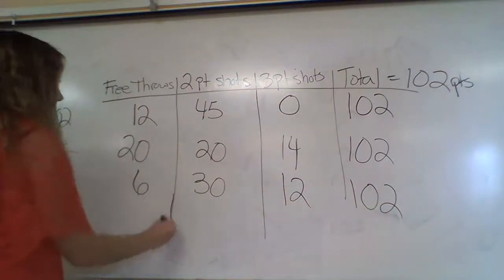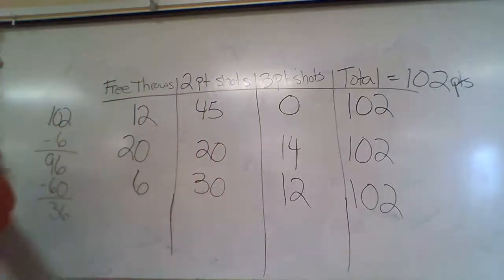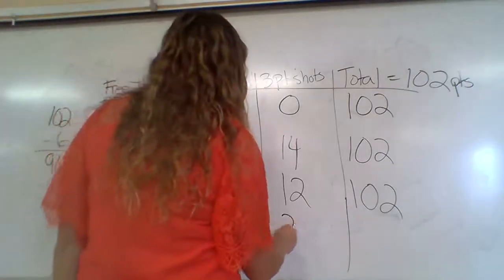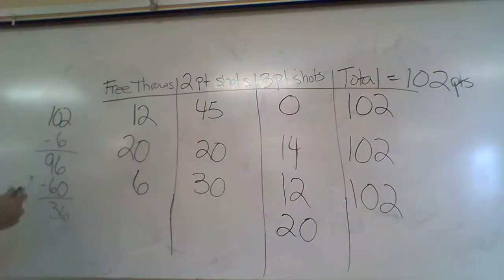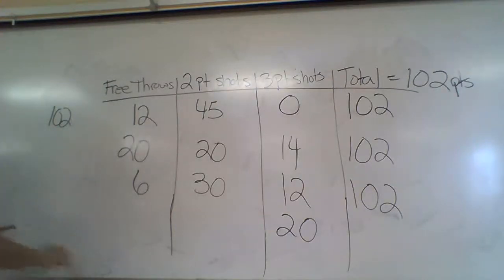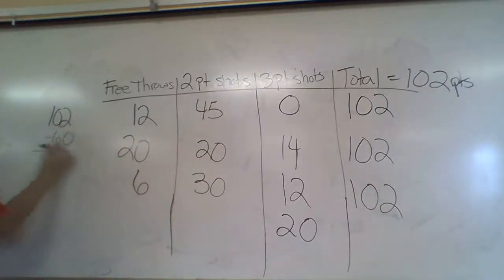If you get it, you can stop me at any time. If you want to start with the harder one first, maybe we should start here. What if I have, let's say, 20 of these. So 20 3-point shots. How many points is that? You go 20 times 3, so you get 60. 102 minus 60 you get 42. Okay, I need 42 more points.